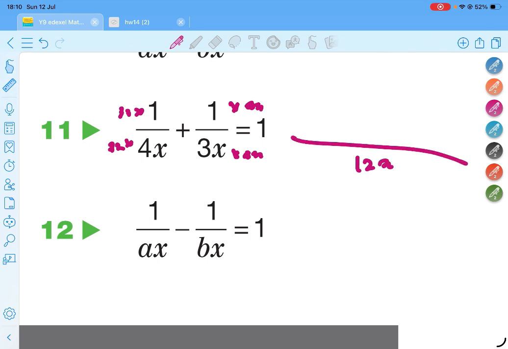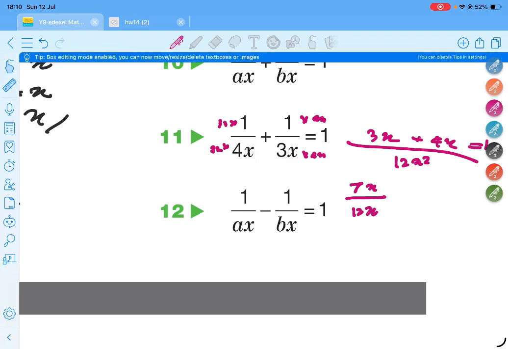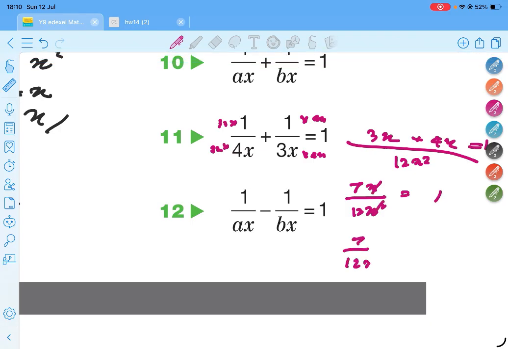I do it once here. Here comes 3x, here comes 4x. Right? Equal to what? Equal to 1. Right? Now this can be simplified. 7x over 12x to the power 2, no? 4 times 3 is 12, x times x is x to the power 2. 12x to the power 2 equals 1. This and this can be simplified. 7 over 12x equals 1 over 1, I can take.